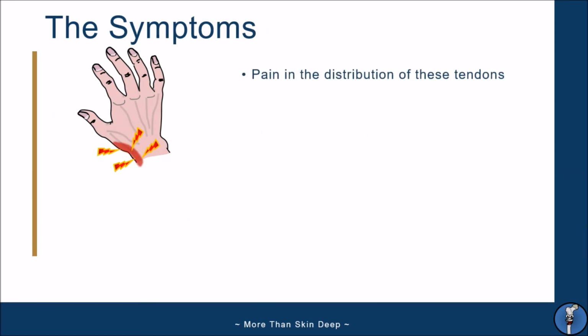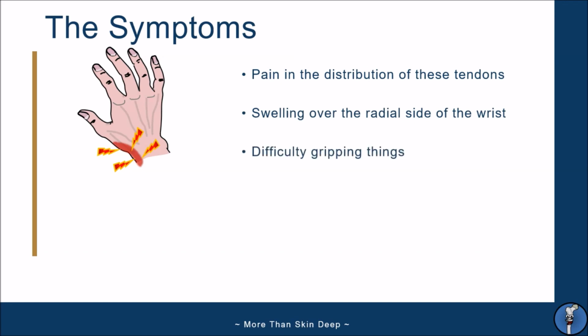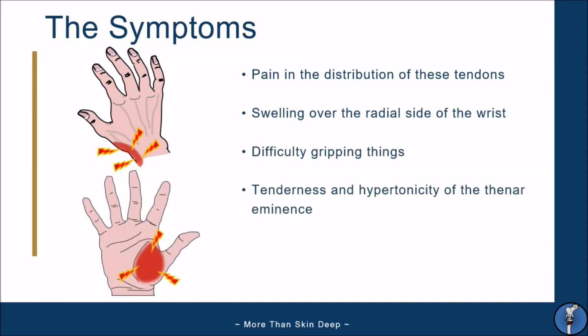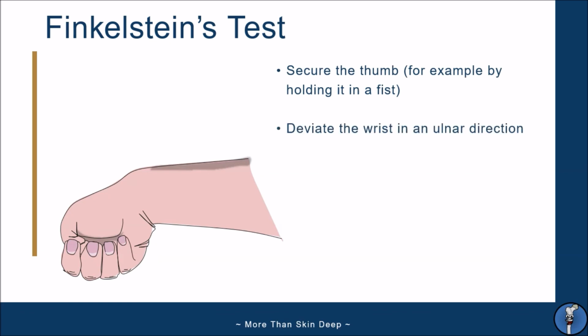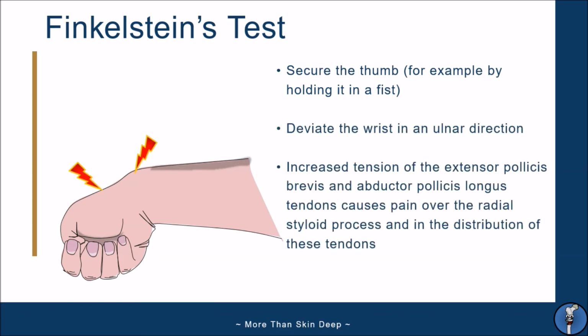It causes pain in the distribution of these tendons, swelling over the radial side of the wrist, difficulty gripping things, tenderness and hypertonicity of the thenar eminence, and there may also be tenderness in the other wrist extensors. One way to test for De Quervain's is Finkelstein's test, where you secure the thumb, for example by holding it in a fist here, and you deviate the wrist into an ulnar direction. This increased tension in these tendons should cause pain of the radial styloid process approximately in their distribution.